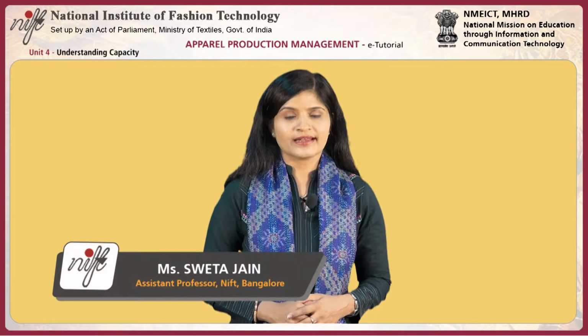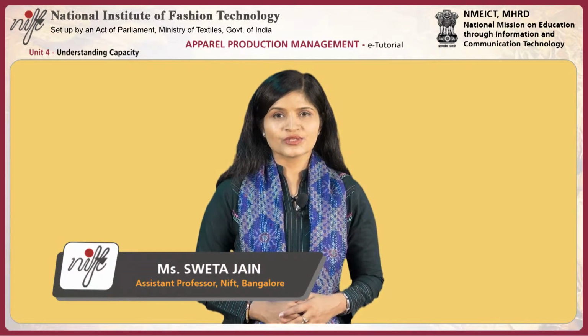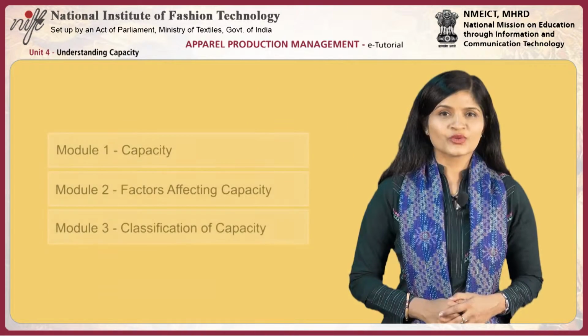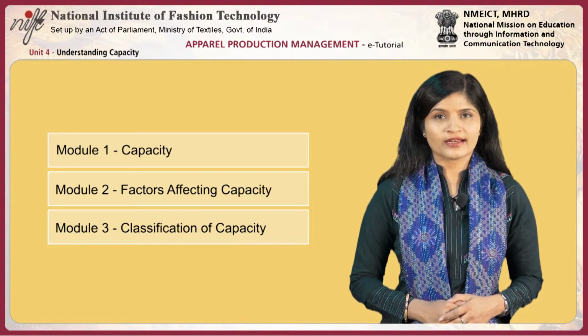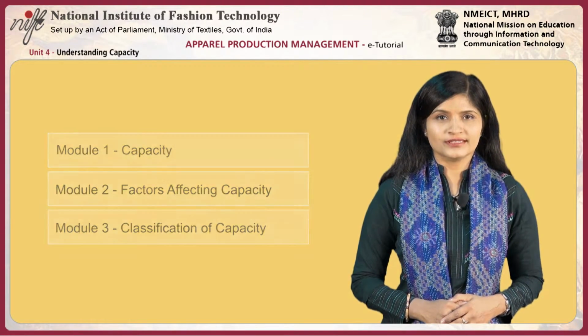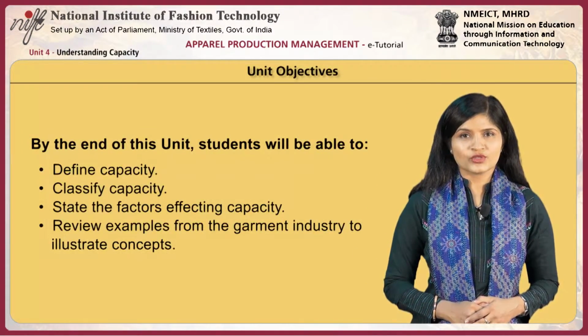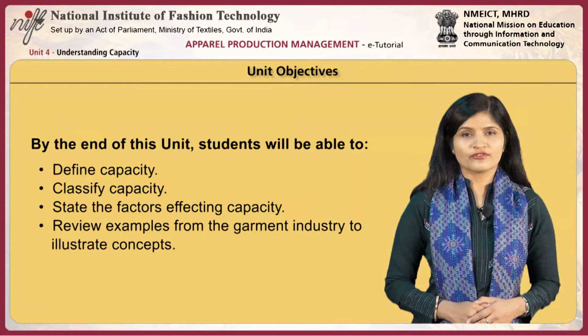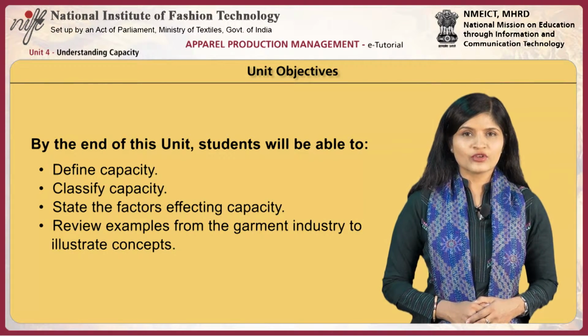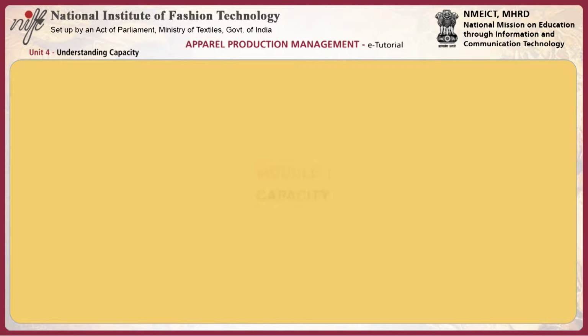The unit Understanding Capacity. In this unit, you will understand the factors affecting capacity. This unit comprises 3 modules and a final review section that invites you to reflect on what you have learned. By the end of this unit, students will be able to define capacity, classify capacity, state the factors affecting capacity, and review examples from the garment industry to illustrate the concepts.